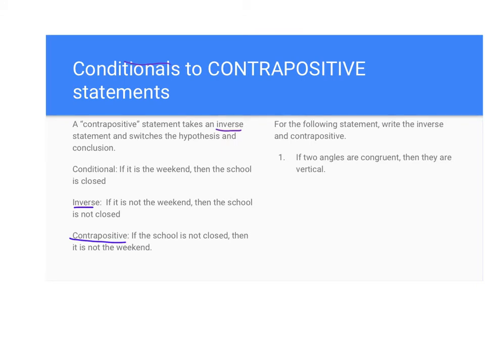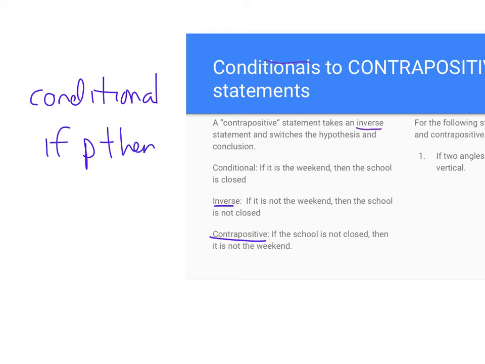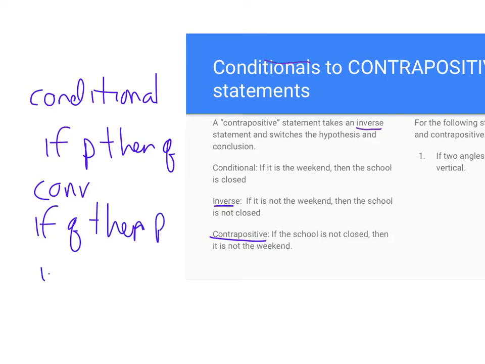Okay, if you remember converse, my conditional is if P, then Q. The converse says if Q, then P. My inverse says if not P, then not Q.